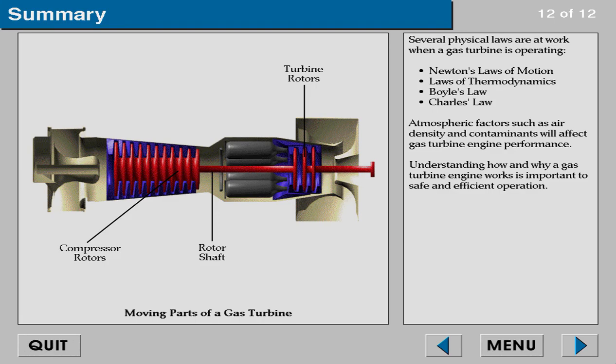Summary. Several physical laws are at work when a gas turbine is operating. Newton's laws of motion, laws of thermodynamics, Boyle's law, Charles's law, and atmospheric factors such as air density and contaminants will affect gas turbine engine performance. Understanding how and why a gas turbine engine works is important to safe and efficient operation.